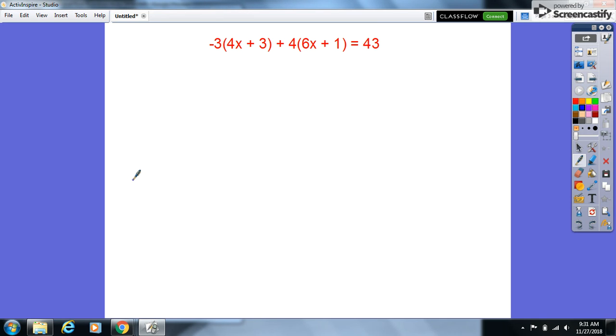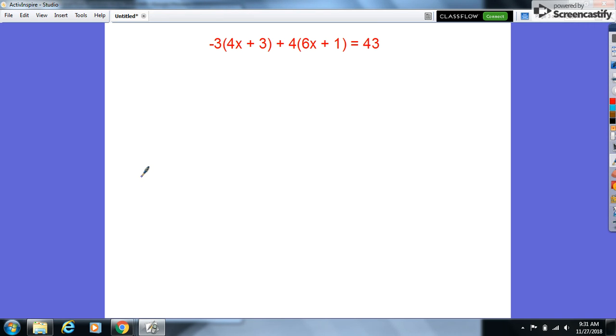Let's look at another example. This one's a little longer. Don't panic. A lot of you are starting to panic when you get to long equations. They're not done any differently. You're just going to do them in smaller parts.